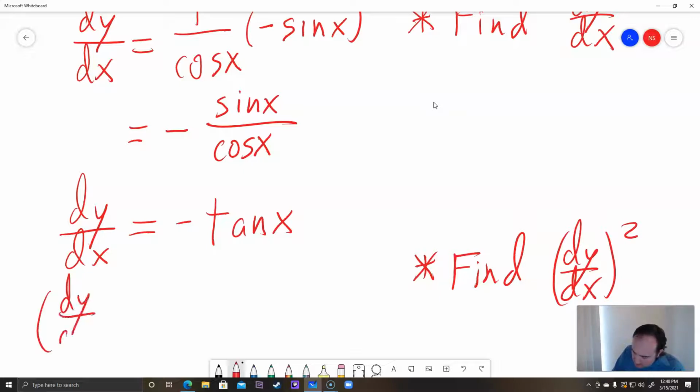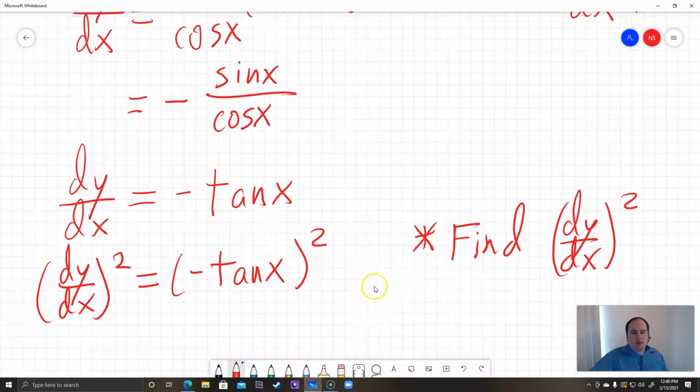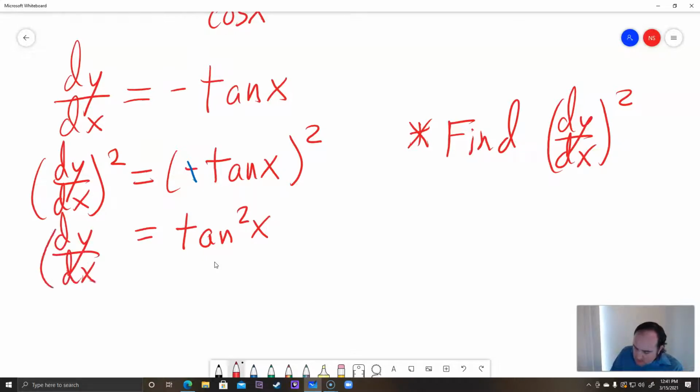So we have dy dx squared equals negative tangent of x, parentheses squared. What this actually means is negative tangent of x times negative tangent of x. So the minus is going to cancel because there are two of them. The two minuses cancel, and that ends up giving us tangent squared of x. So dy dx quantity squared is tangent squared of x.